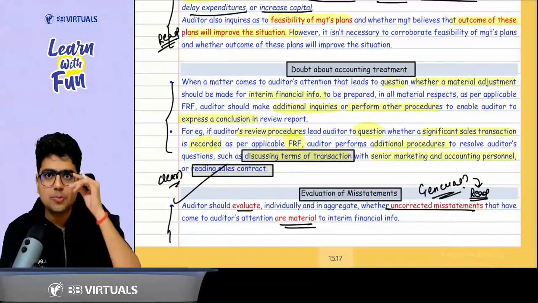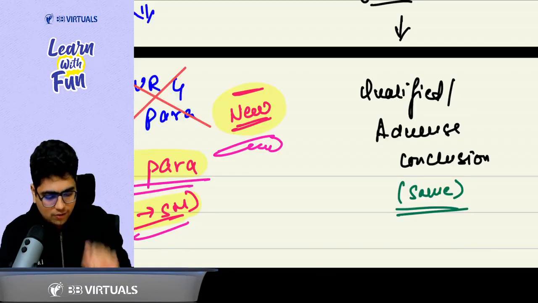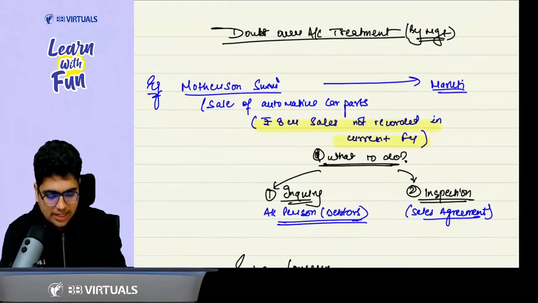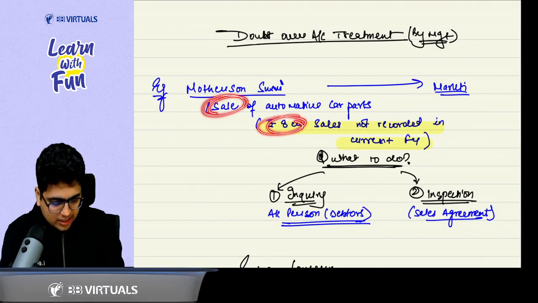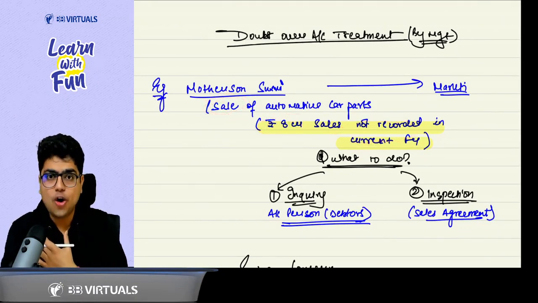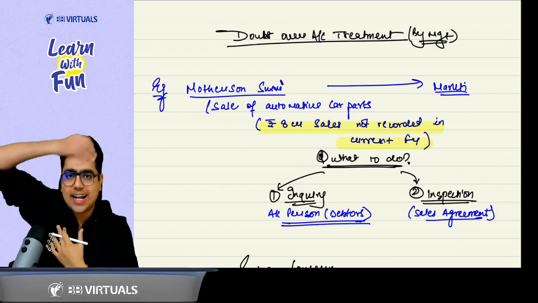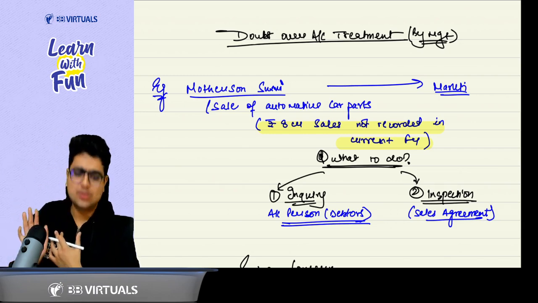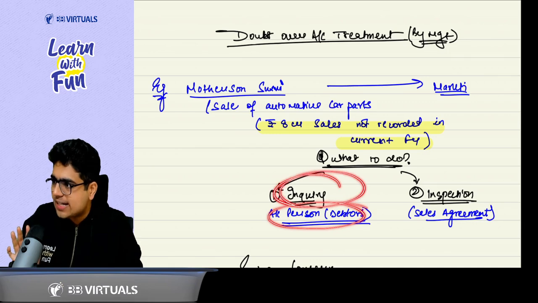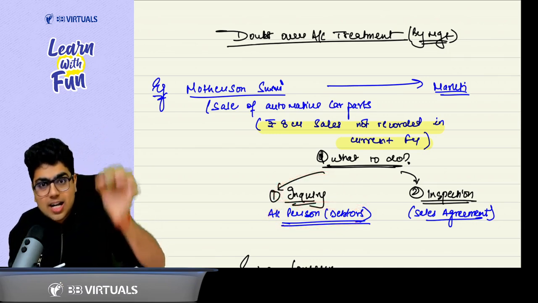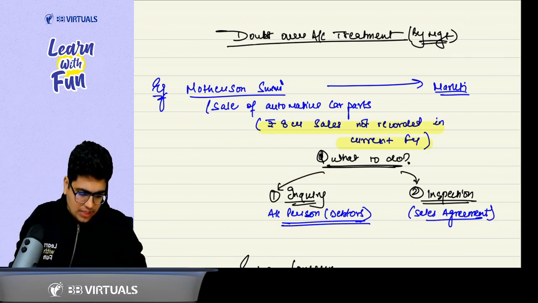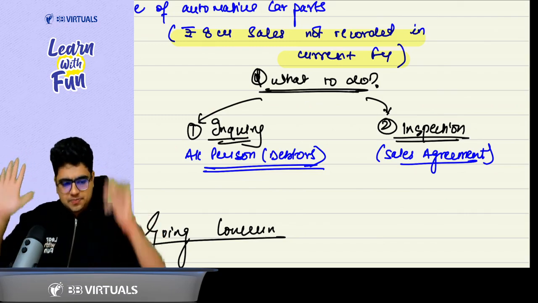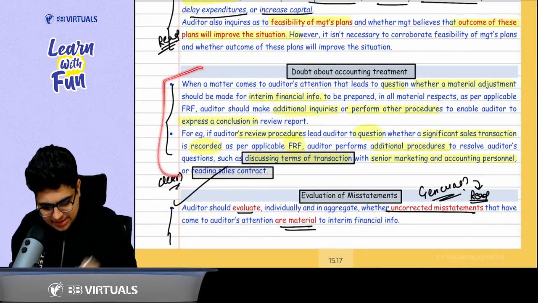Now, sir, sometimes you may have a doubt about the accounting treatment. What was the example we discussed in this case? Motherson Sumi. In case of Motherson Sumi, what did I find? Sir, there was a sale of 8 crores which was not recorded. What did I do? Sir, you went to the accounting personnel. I went to the accounting personnel and did some inquiry. And he told me the accounting is done as per the contract. So the second thing I did was inspection of the agreement. Clear? Clear, sir. This is the same thing which is given here.